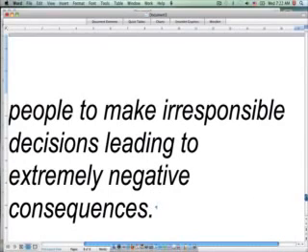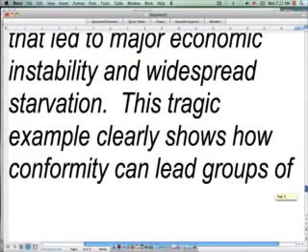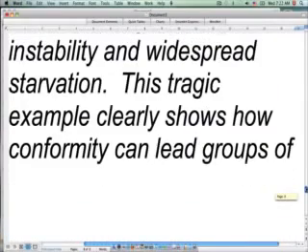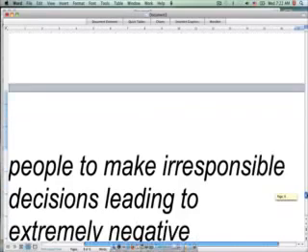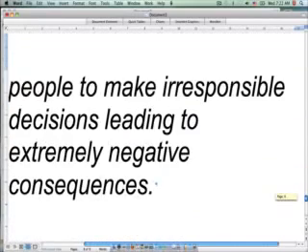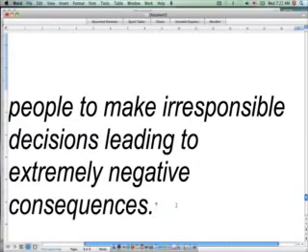Okay, just review that, make sure it links this together. This tragic example clearly shows how conformity can lead groups of people to make irresponsible decisions, leading to extremely negative consequences. So we've shown how our example proves the idea that the conforming of ideas, or a conformed frame of mind, can be a negative thing and lead to things that are not beneficial.